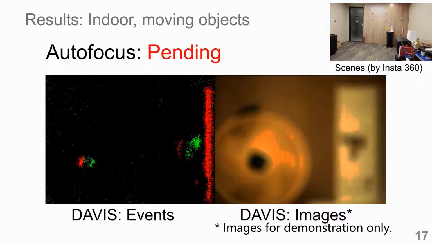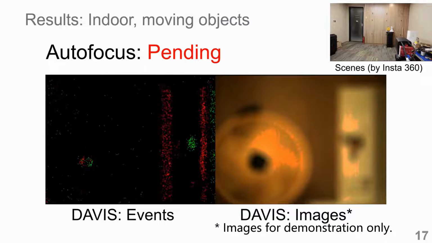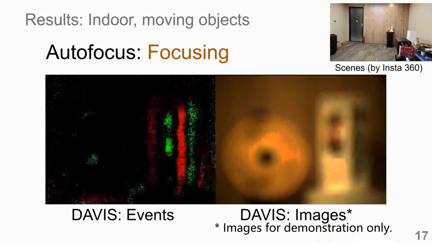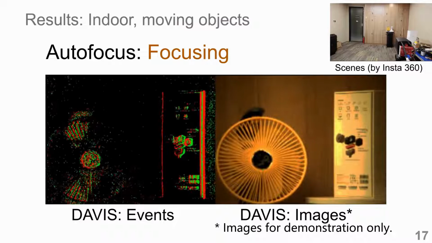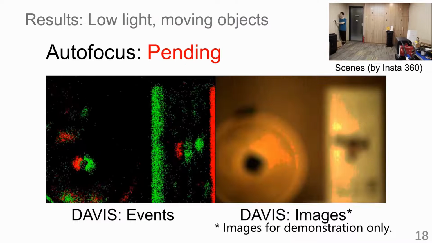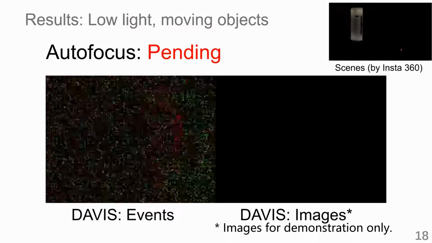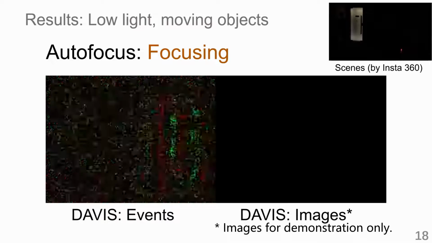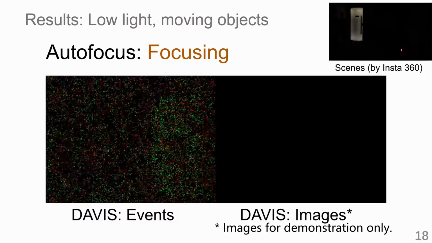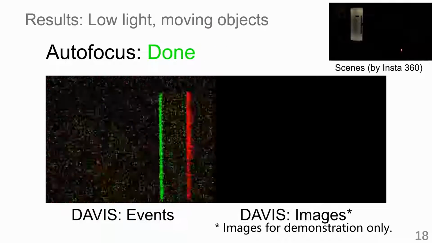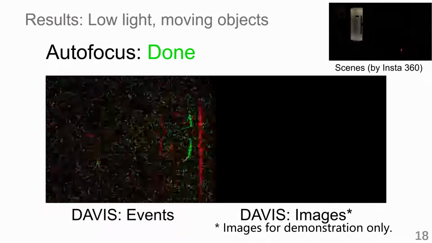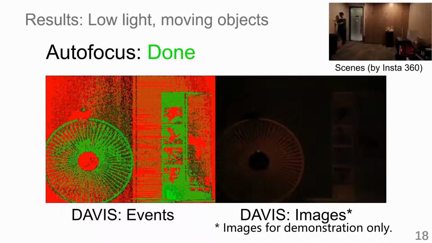Now, we demonstrate some results. First is the indoor experiment conducted under standard lighting with moving objects. We can see that our method can accurately focus the camera. Then we focus the camera in extremely low light conditions on a moving object. You can see the event noise rise heavily in the dark. But our algorithm works robustly well.